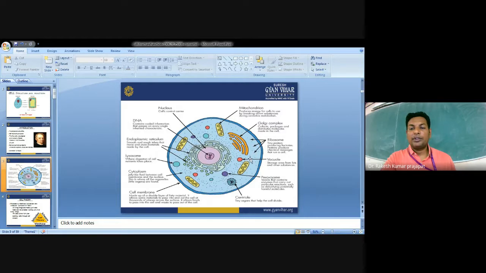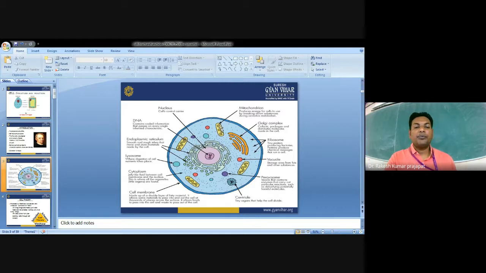Ribosomes are small particles. Teeny particles which produce proteins are known as protein factories. They carry the chemical message from the DNA. Next is Golgi body. Golgi body collects, packages, and distributes molecules within the cell. Then mitochondria. Mitochondria is known as the powerhouse of the cell, which breaks down all substances in an oxidative manner.